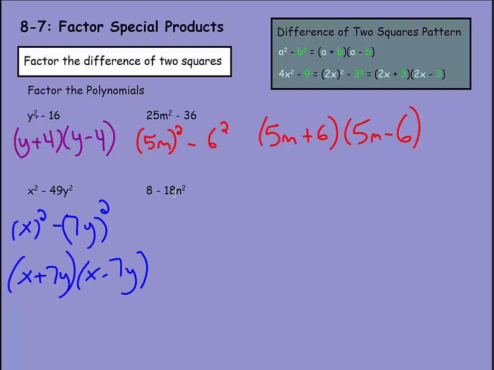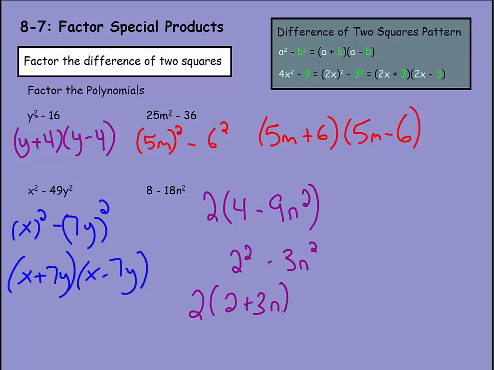Now I have 8 minus 18n squared, and you might be thinking, wait a minute, 8 isn't a perfect square, and neither is 18. But notice that they're both factorable. If I factor out a 2, for example, I would have 2 times 4 minus 9n squared. And suddenly I have two perfect squares. This is my a and this is my b. This would be 2 squared and then 3n squared. So if I keep this 2 on the outside, I would have 2 plus 3n and then 2 minus 3n. And this would be my factored difference of squares.